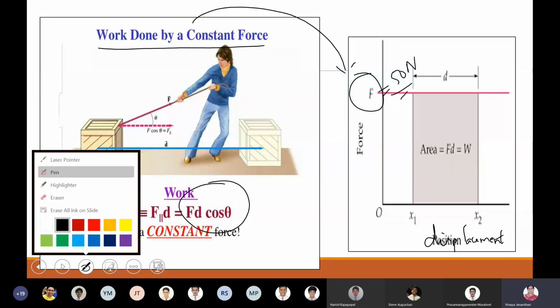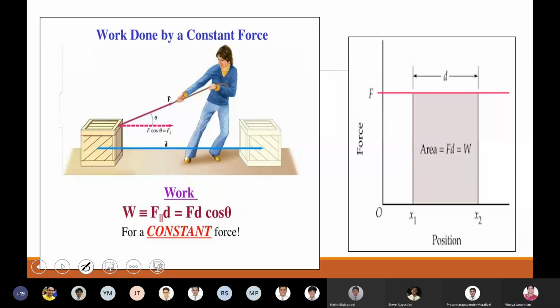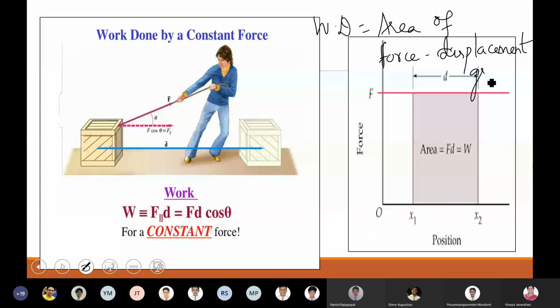So boys, what you can do is that work done is equal to area of force displacement graph. Force versus displacement, just make a note of it, that's enough. So work done is equal to area of force displacement graph.